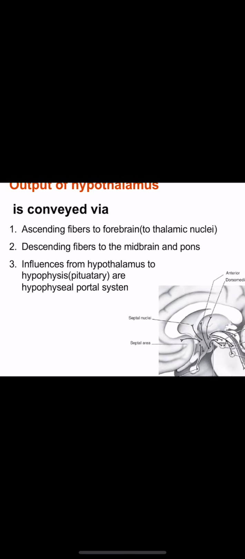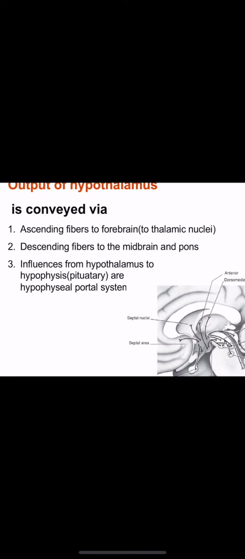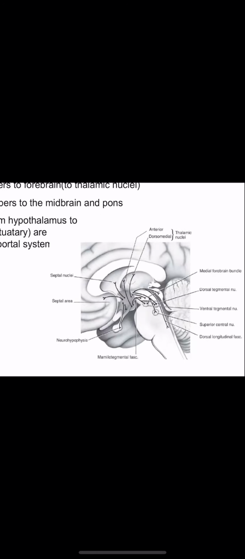For example, the ascending fibers take the information from the hypothalamus to the forebrain, like the thalamic nuclei, to make more interpretation. The second output pathway is the descending fibers to the midbrain and pons of the brainstem. The third one is the influence from the hypothalamus to the hypophyseal gland or pituitary gland that controls the secretion of the hormones concerned with sexual activity, like FSH, LH, and so on.